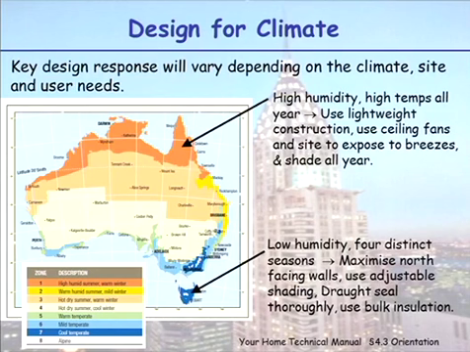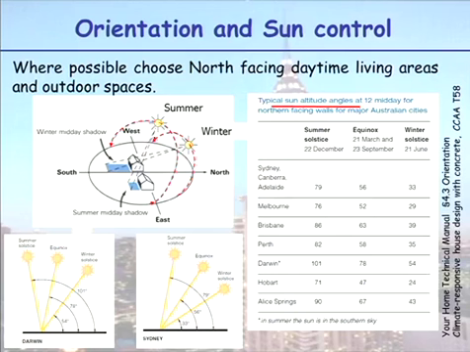Okay, down south here, we need to shade in the summertime, but allow the sun to come in the winter time. So it's very important. I think you all know, where does the sun rise? Rises in the east, travels through the north and sets in the west.